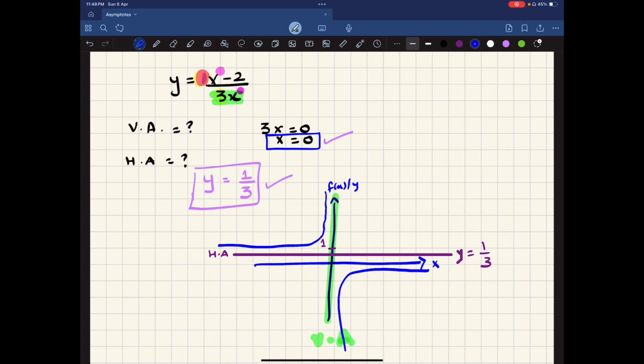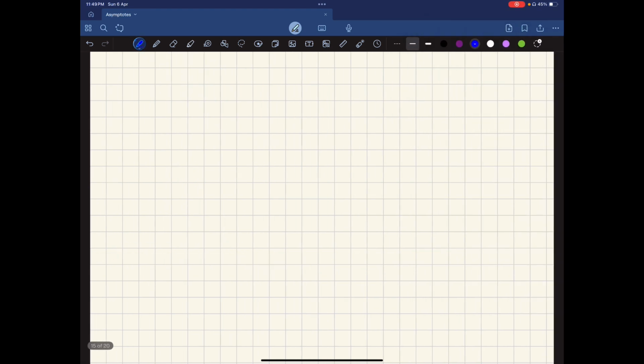I hope it is clear. So for vertical asymptotes, you have to set the denominator to 0. For horizontal asymptotes, you have to compare the degree of the numerator and the denominator. So a quick recap, or basically the summary.